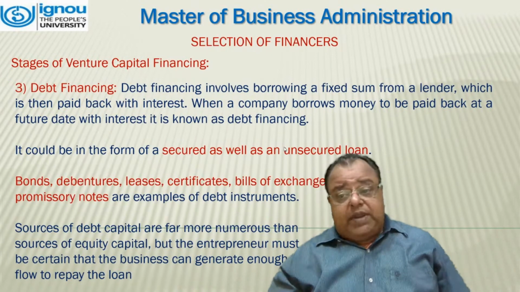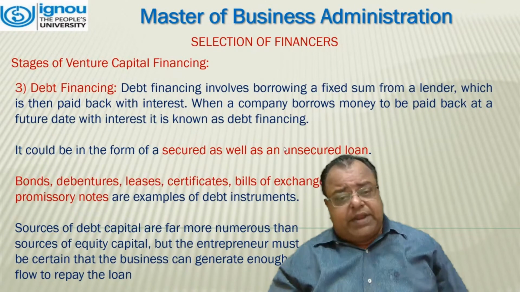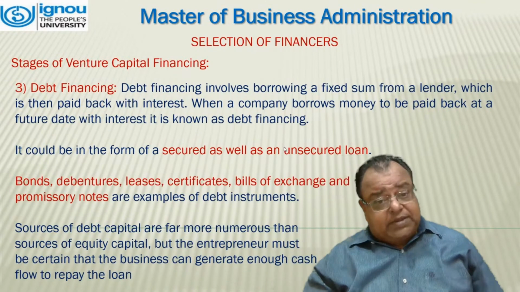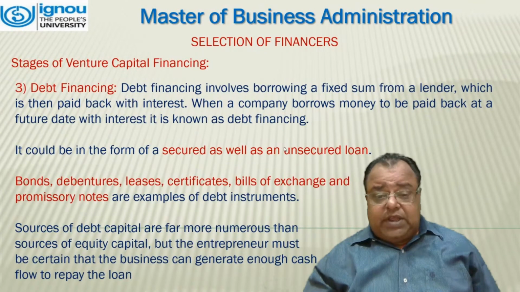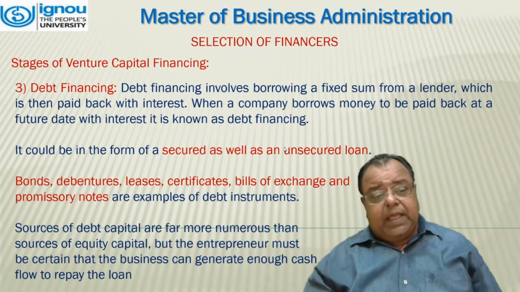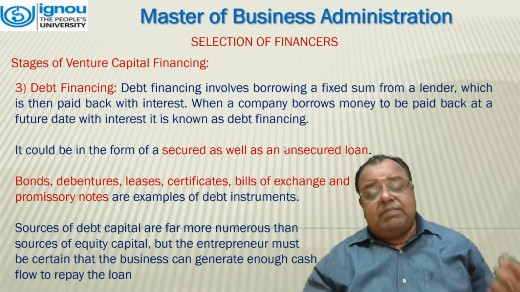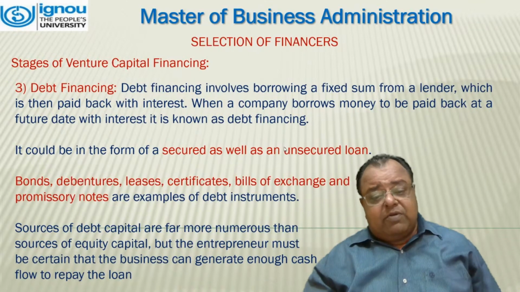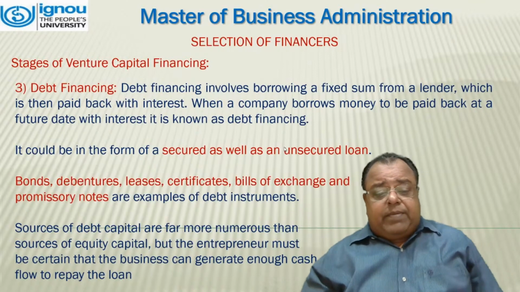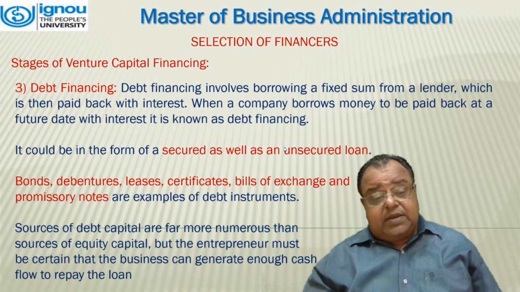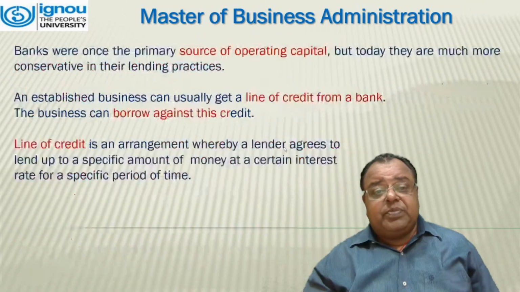When a company borrows money to be paid back at a future date with interest, it is known as debt financing. It could be in the form of secured as well as unsecured loans. Bonds, debentures, leases, certificates, bills of exchange, and promissory notes are examples of debt instruments. Sources of debt capital are far more numerous than sources of equity capital, but the entrepreneur must be certain that the business can generate enough cash flow to repay the loans.